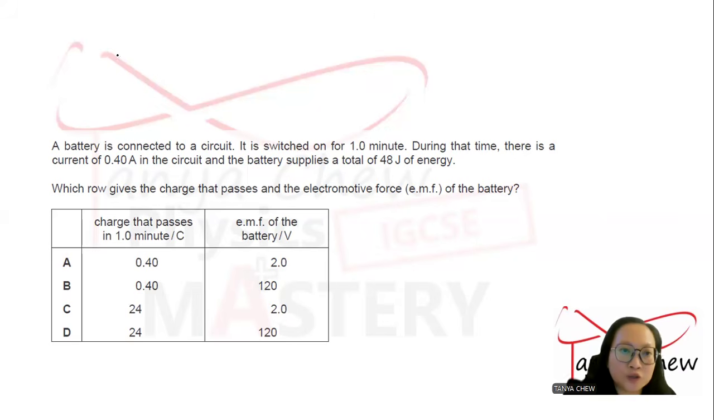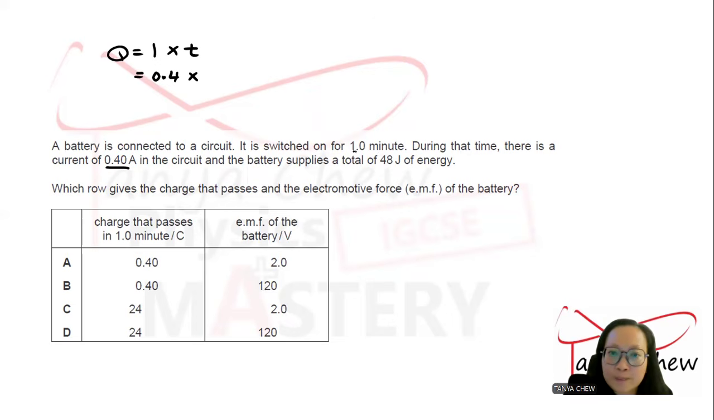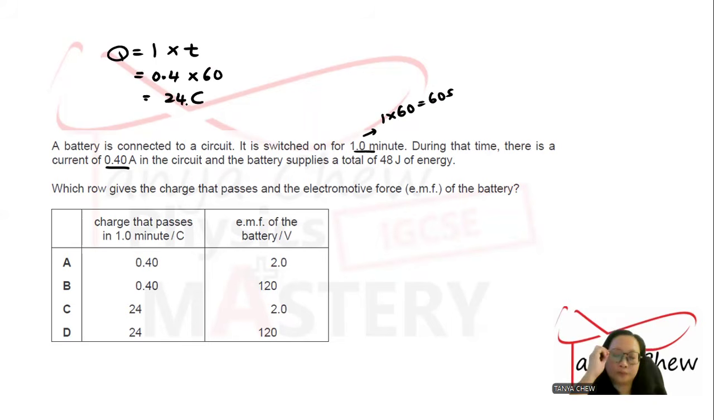Charge, very simple. Just put charge is equal to current multiplied by time. Current is given as 0.4 ampere. Just put 0.4 ampere times the time, 1 minute. You have to change to second. Remember what I told you? 1 minute is equal to 60 seconds. So you times 60, here you will get 24 coulomb.